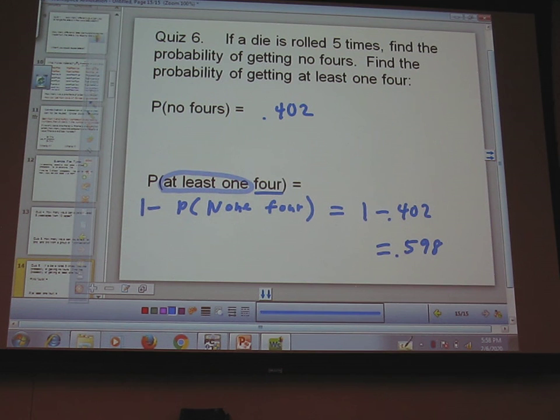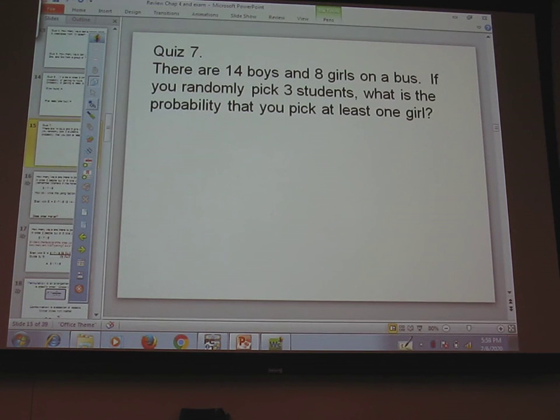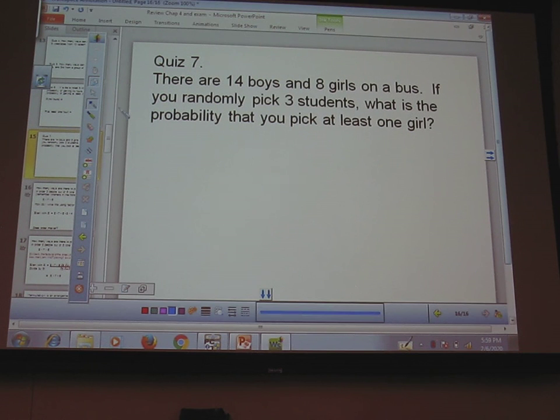Good? Okay, this one is super similar, only now I have 22 children. I'm going to pick 3. Can I pick the same kid 3 times? No. So this is going to be without replacement, which means the probability is going to change each time. So it's similar, but it's a little bit different.